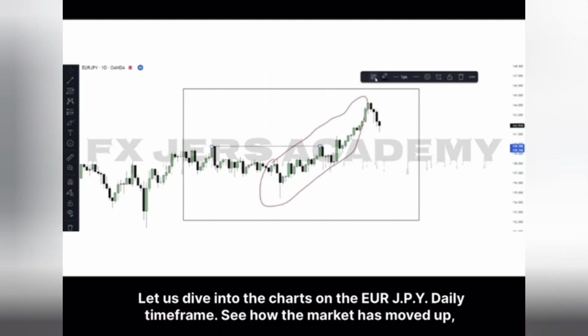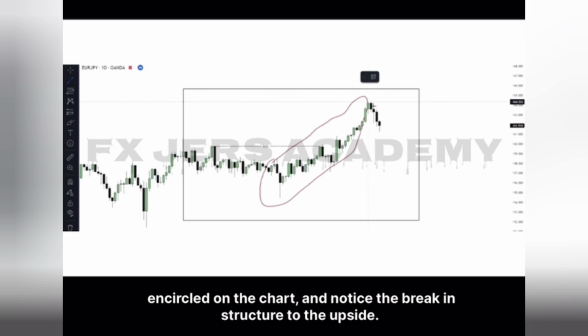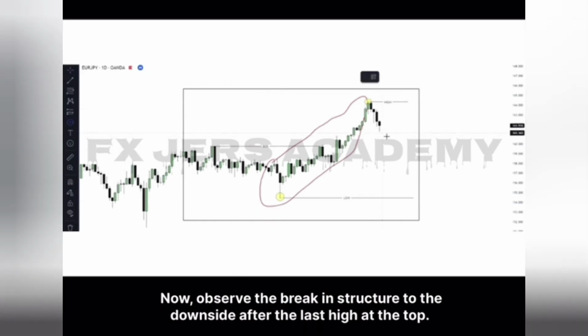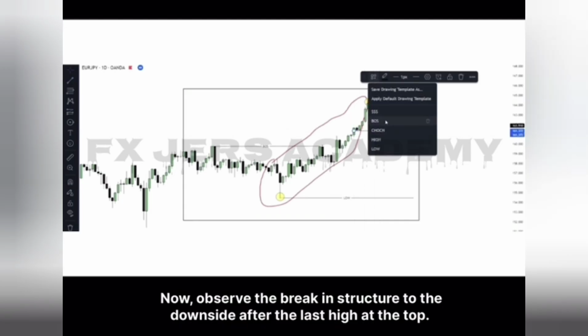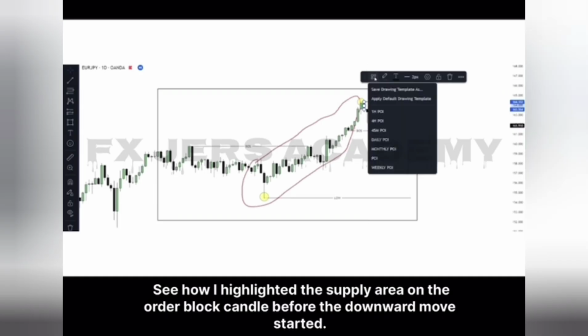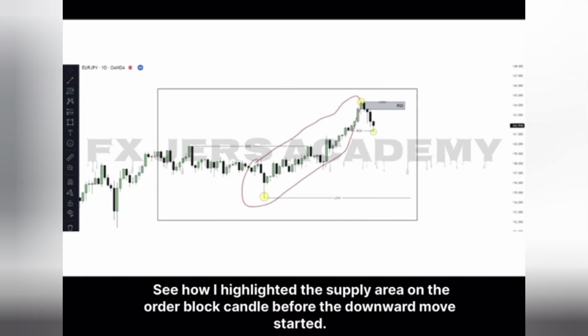See how the market has moved up, encircled on the chart, and notice the break in structure to the upside. I am highlighting the high and low of our zone, encircling them to make it simple and easier for your eyes. Now, observe the break in structure to the downside after the last high at the top. See how I highlighted the supply area on the order block candle before the downward move started.